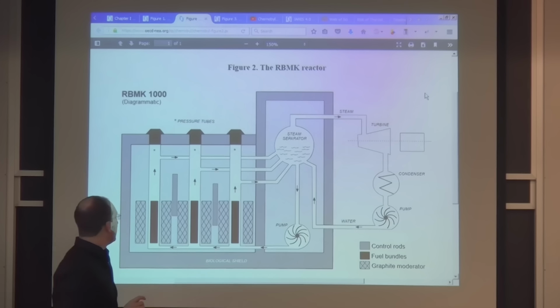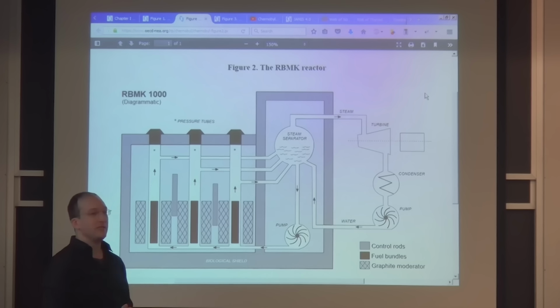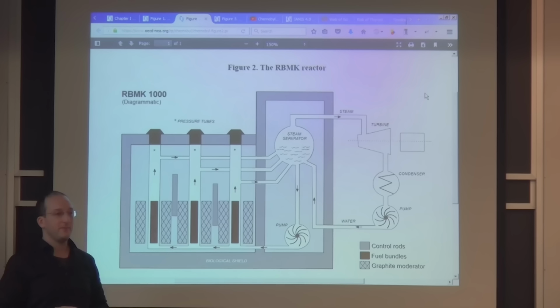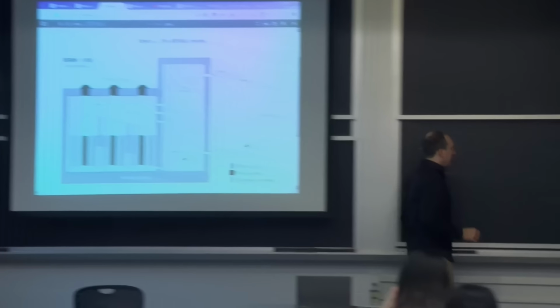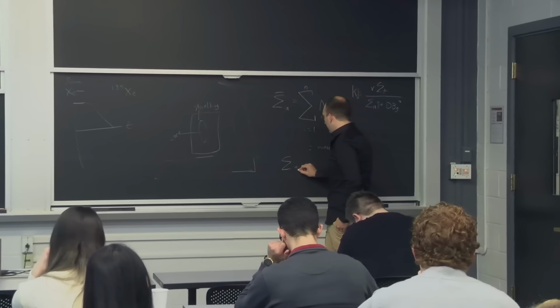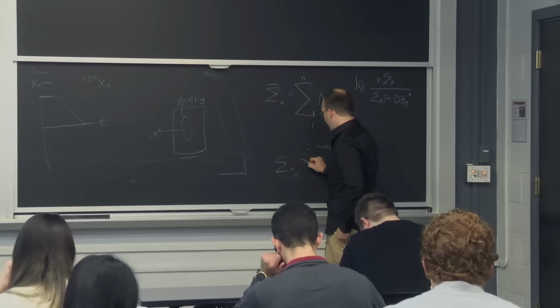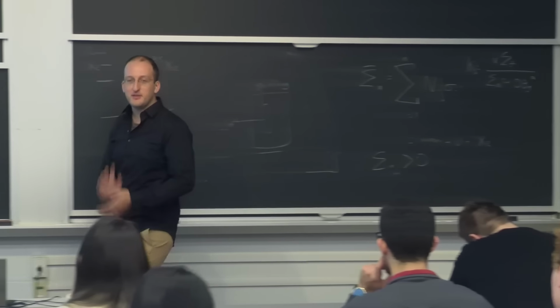The problem is, at below about 20% power, the reactor had what's called a positive void coefficient, which meant that if you boil the coolant, you increase the reactor power. Because the other thing that, I think I mentioned this once, and you calculated in the homework, the absorption cross-section of hydrogen is not 0. It's small but fairly significant.